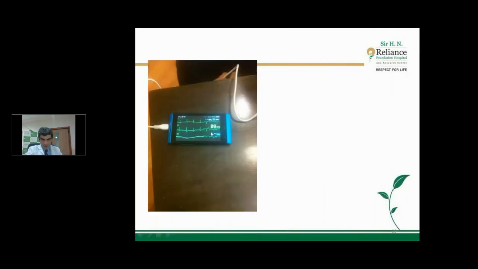So this is how it looks. This is the ECG running real time on the screen. And this technology is available in our country as well. And frankly, it's not too expensive.